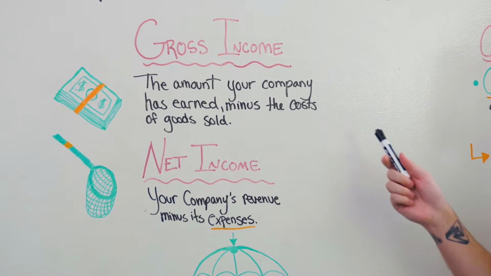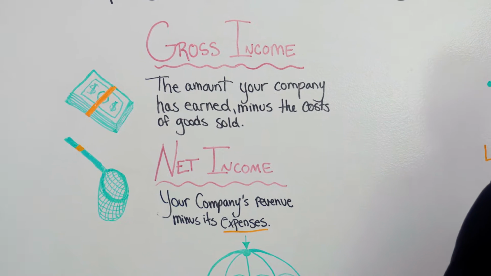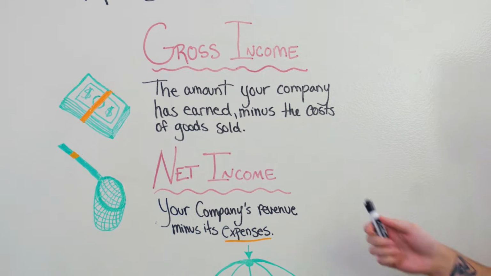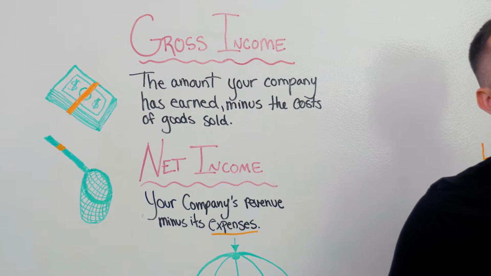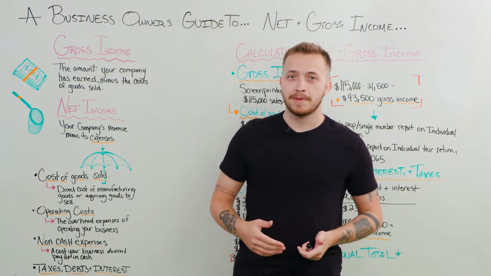Gross income is the amount your company has earned minus the cost of goods sold. This is how you determine how much production and labor costs subtract from the profits. And net income is your company's revenue minus its expenses. This is how profitable the company is overall. Now let's talk about what falls under these expenses.